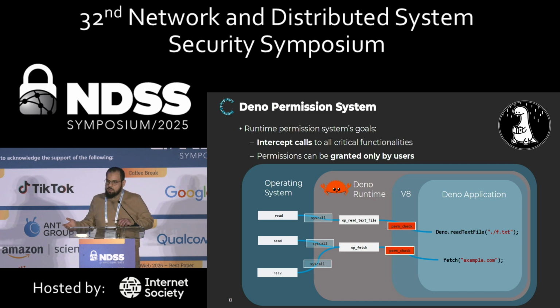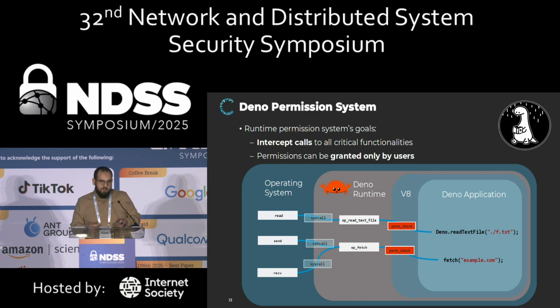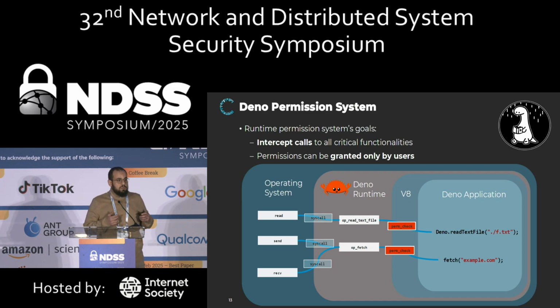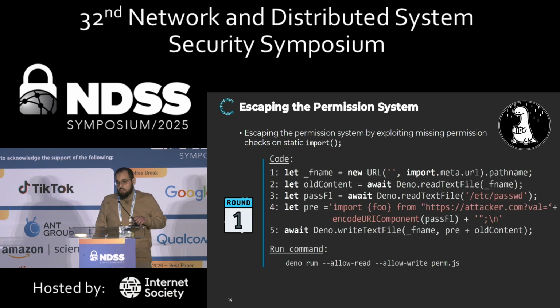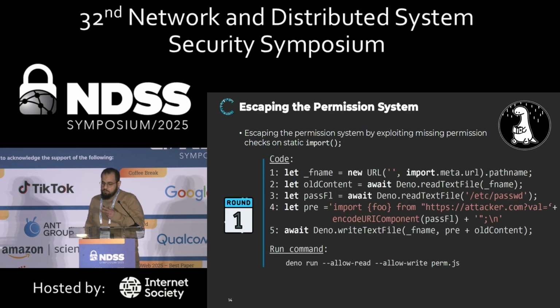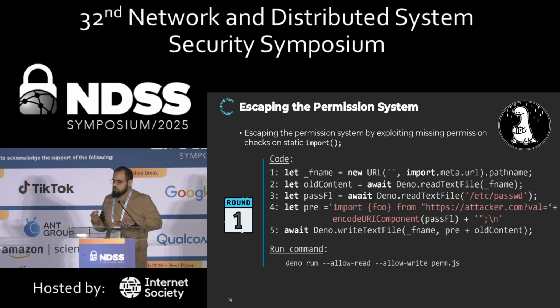So to evaluate the permission system of Deno, we try to escape the permission checks of Deno. One of the two examples that we got CVEs for is that we are trying to escape the permission system using static import. This attack basically starts with 2 rounds of building this attack.